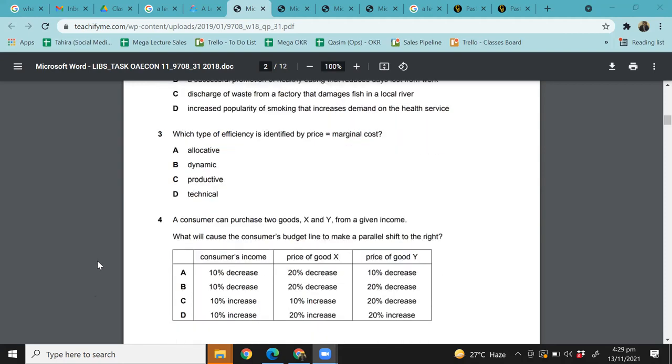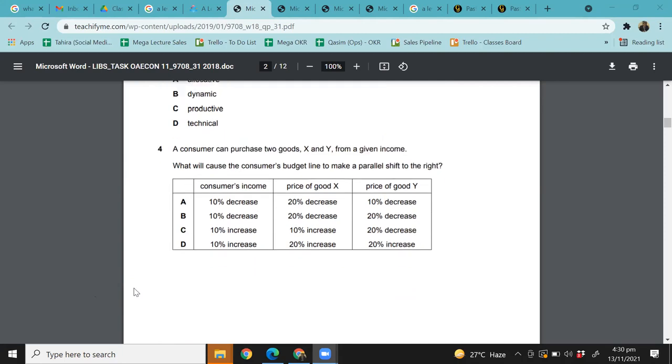Okay, which type of efficiency is identified by price equals marginal cost? A, simple, we do know. Price equals marginal cost, that is the point of allocative efficiency. Excellent. A consumer can purchase two goods X and Y from a given income. What will cause the consumer's budget line to make a parallel shift to the right?